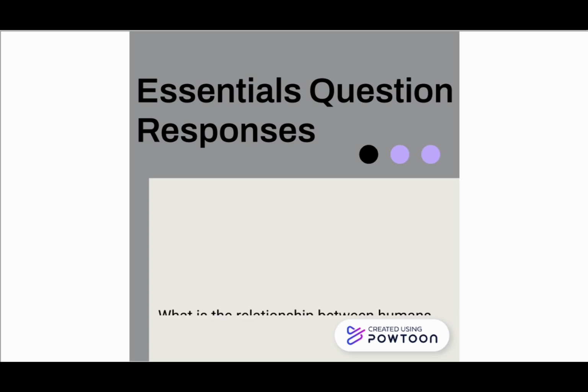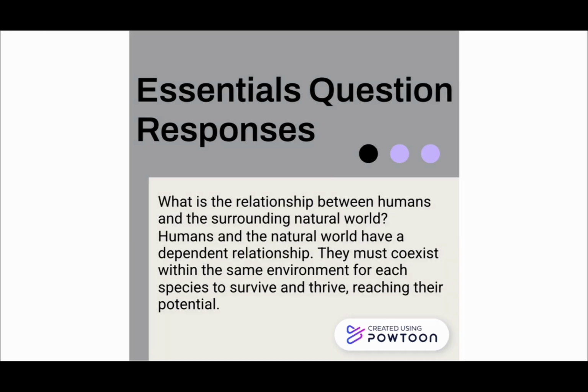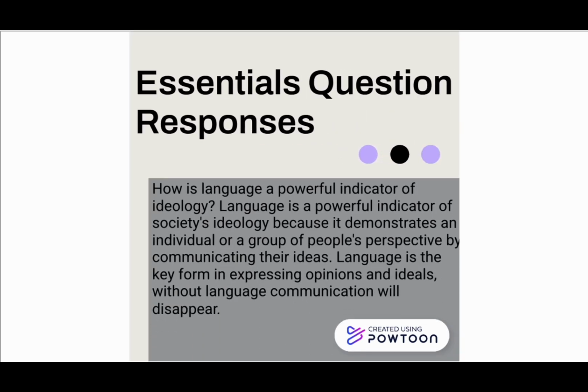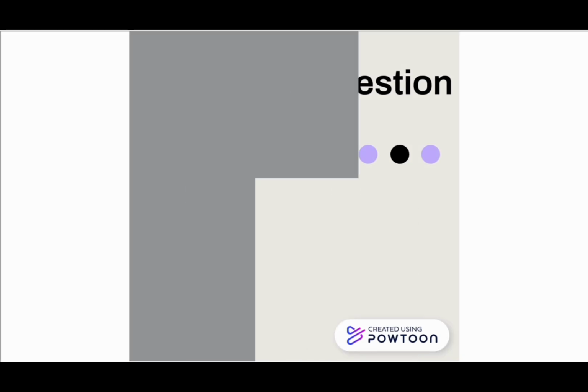Our next question. What is the relationship between humans and the surrounding natural world? Humans and the natural world have a dependent relationship. They must coexist in the same environment for each species to survive and thrive, reaching their potential. Our next question. How is language a powerful indicator of ideology? Language is a powerful indicator of society's ideology because it demonstrates an individual or a group of people's perspective by communicating their ideas. Language is the key form in expressing opinions and ideas. Without language, communication would disappear.